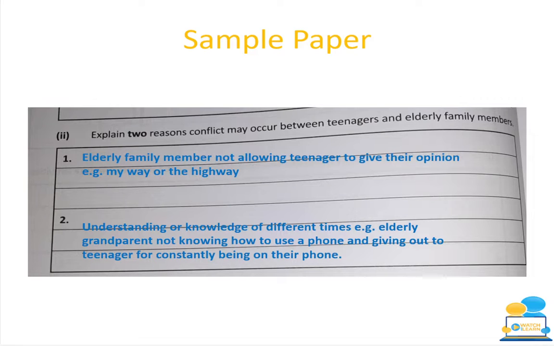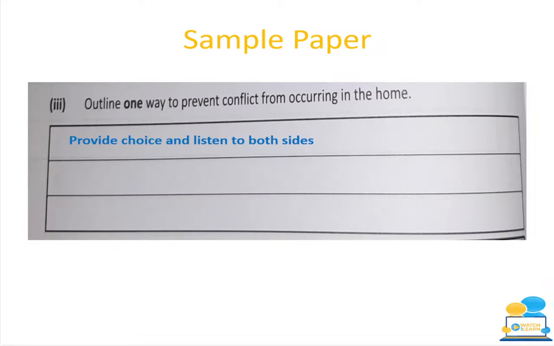So these are sample paper examples for preventing conflict between teenagers and elderly family members. Here is another sample paper. So outline one way to prevent conflict occurring with the home. So what I would say is listen to both sides, don't raise your voice, and provide a choice. So compromise.